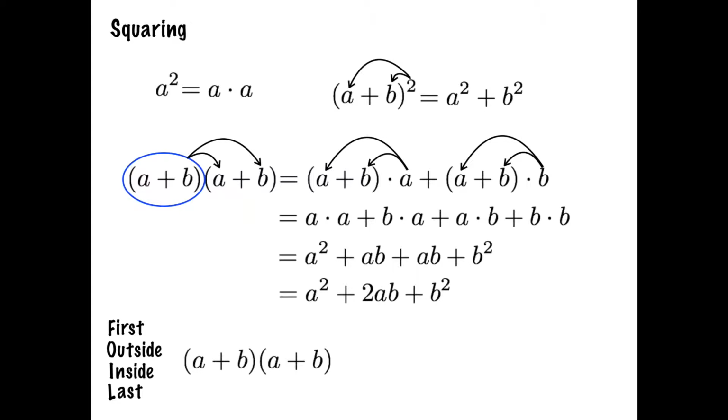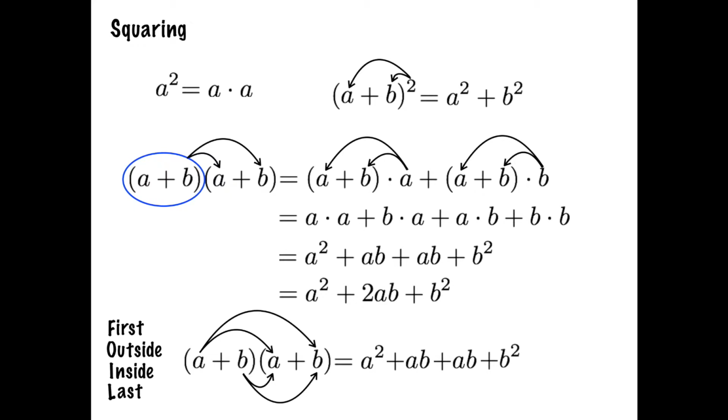So if we look at this again, basically what we want to do is take the first two terms, a times a, a squared, boom. Outside, the outside terms are a times b, boom. Inside terms, b times a. Rearranged, we get another a times b, right? Multiplication is commutative, so we can switch those. Last, b times b, b squared.